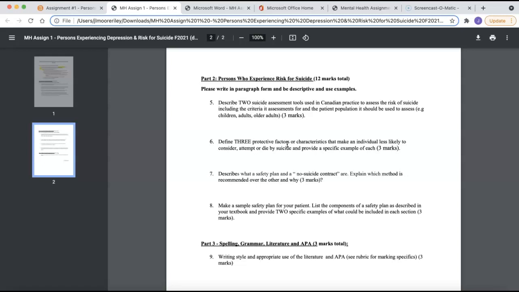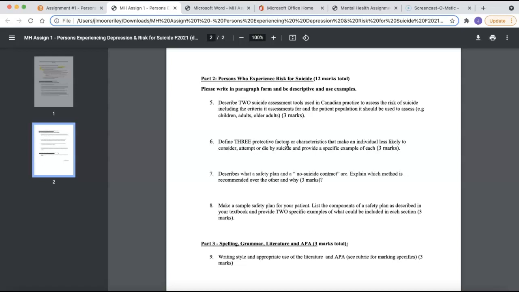And then 8, you're going to make a sample safety plan for your patient. Make up a fake patient. List the components of a safety plan as described in your textbook and provide 2 specific examples of what could be included in each section. So you're going to have all the different components of the safety plan and then tell me 2 examples of each component.